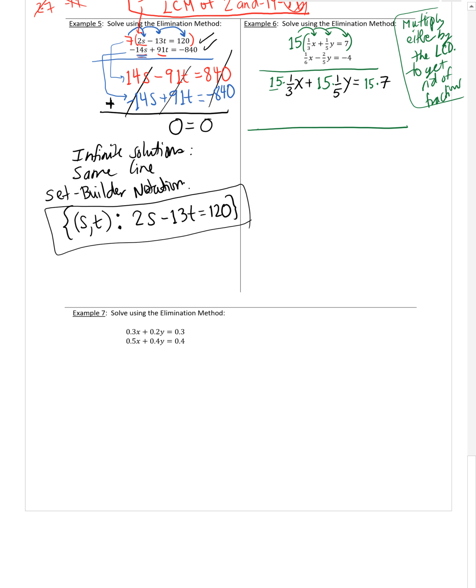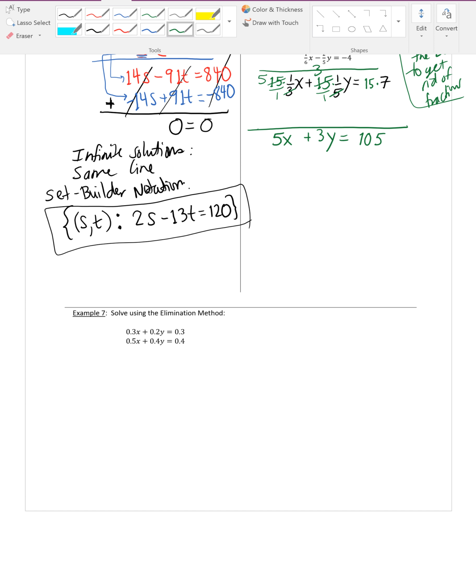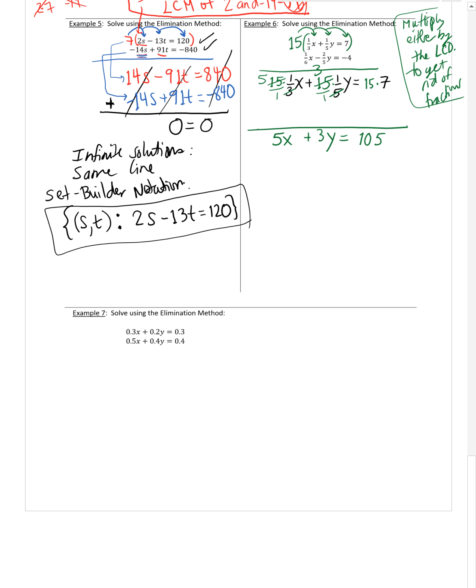Alright, I'm going to simplify that, but leave room for the second equation. If I put that 15 over 1, the 3 can go into the 15 5 times, and you're just left with 5x there. If I do that for the second term, put the 15 over 1, the 5 can go into 15 3 times, and you'll be left with plus 3y. That looks a lot nicer. And then on the other side of the equation, you have 7 times 15, that's 105. Oh, I'd much rather deal with that than the equation that we started with. Thank God.